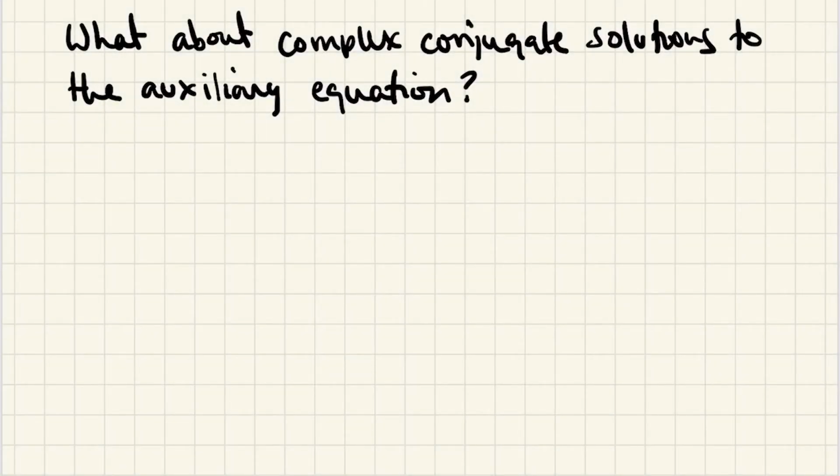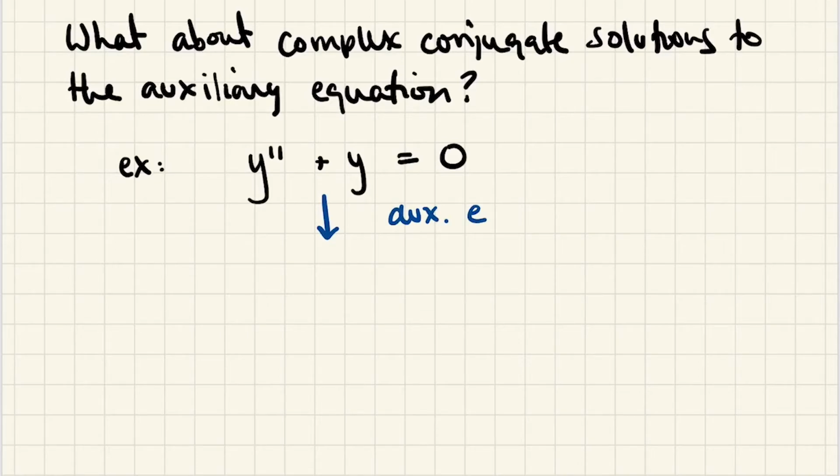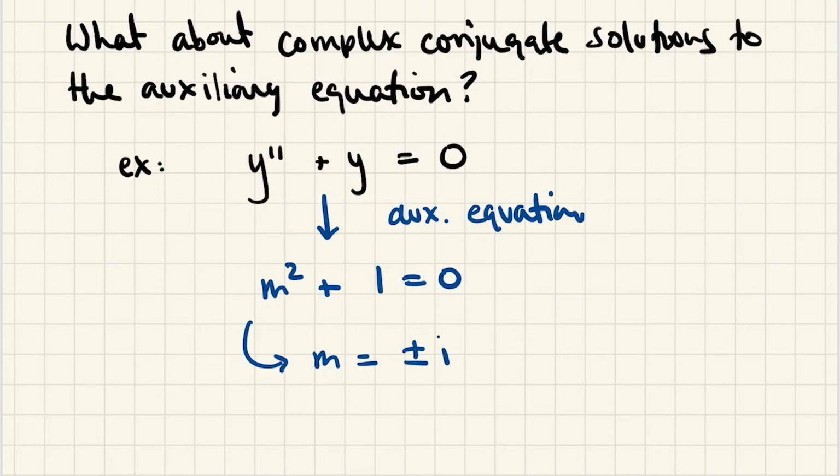All right, so it's time to finally look at that third case. What if we have complex conjugate solutions to the auxiliary equation? So let's just quickly create an example. So y double prime plus y equals 0 will produce such a situation, because if we find the auxiliary equation, we're going to get m squared plus 1 is equal to 0. And this gives complex conjugate solutions plus or minus i.